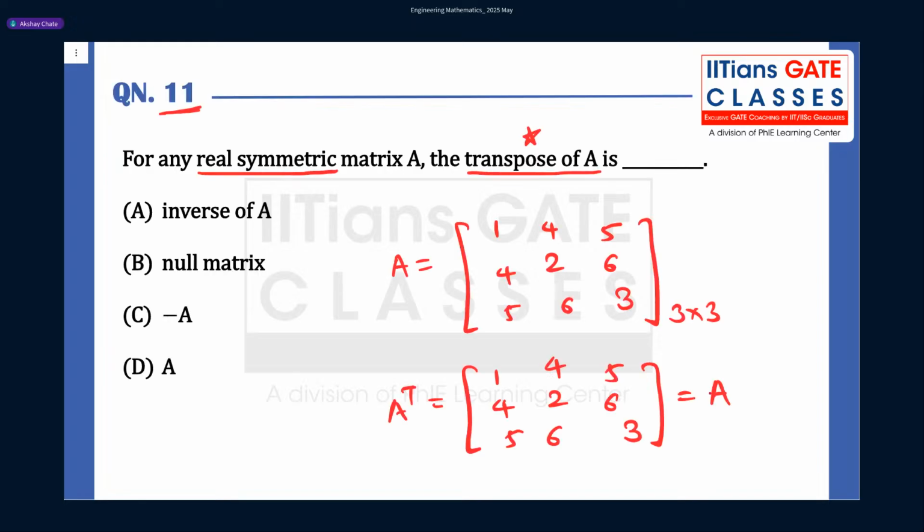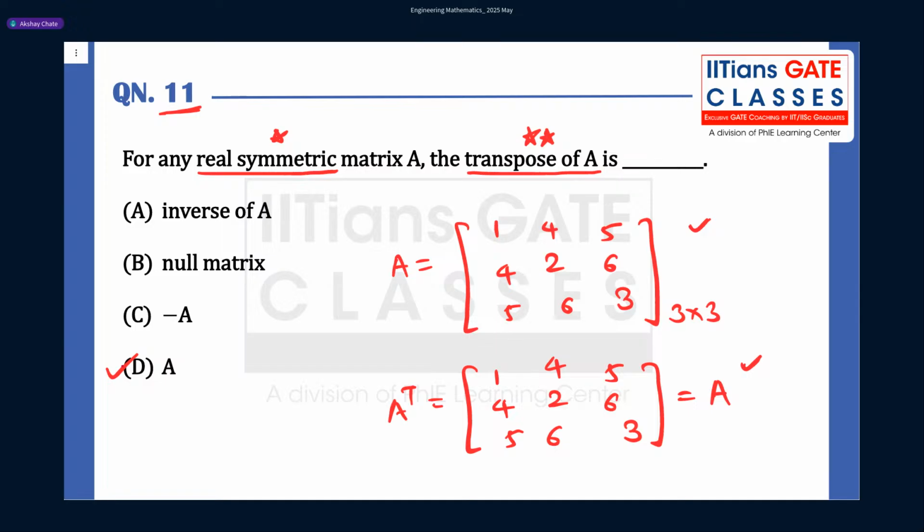This is, I would say, one of the simpler questions difficulty-wise, but you should know certain concepts about matrices. First is what a symmetric matrix is. This is one simple example of it. You can take one 2 cross 2 matrix example also, but in general we go with 3 cross 3 for the GATE exam. And you should know what the transpose of a matrix is. If you knew these two concepts, you would have easily guessed the answer, and from the options you can see the answer is option D.